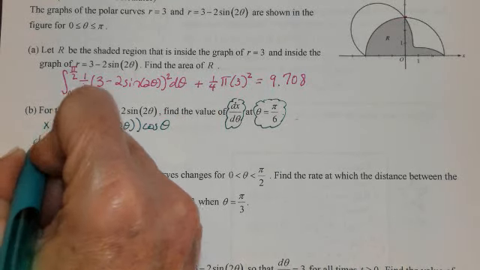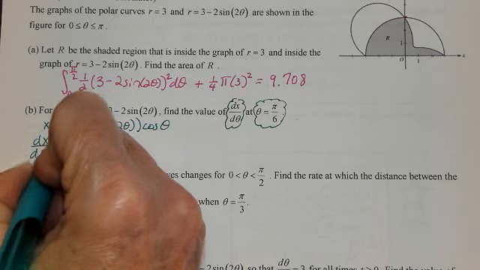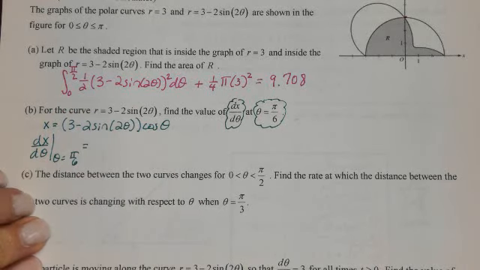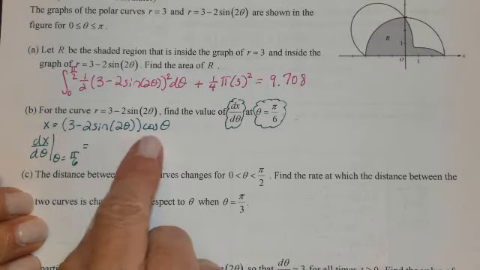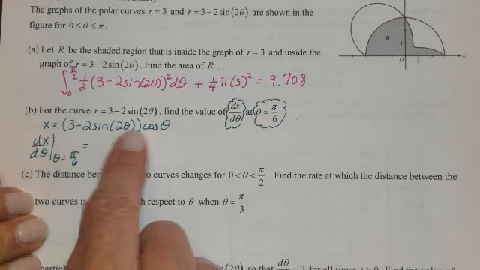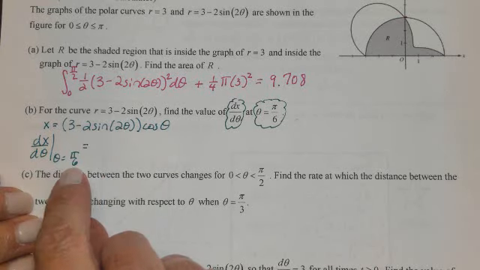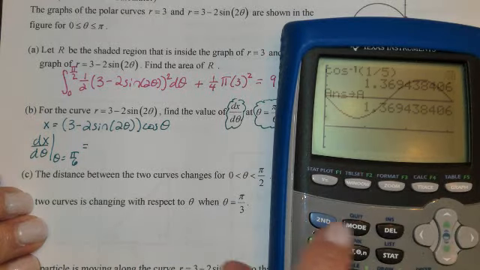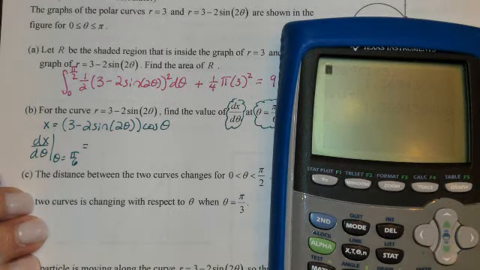We need dx d theta at theta equals pi over 6, and they were kind enough to give me a calculator to use. So if you want to write that derivative out by hand and then plug in pi over 6, go for it. But there's a derivative function on our calculator that is handy, okay? And it will save us some time. It'll save us even more time if I stop talking.